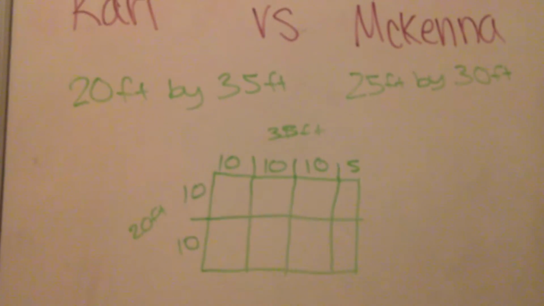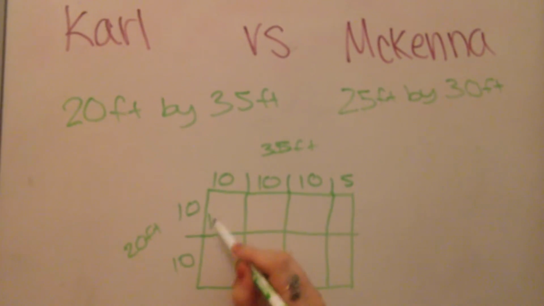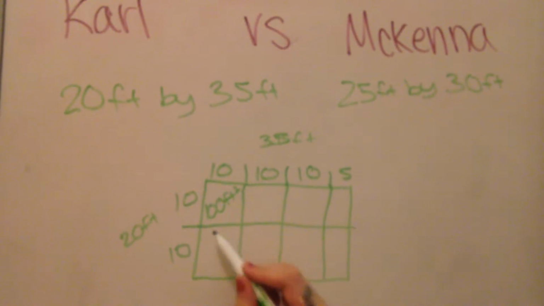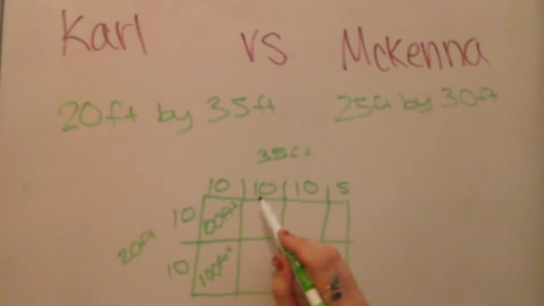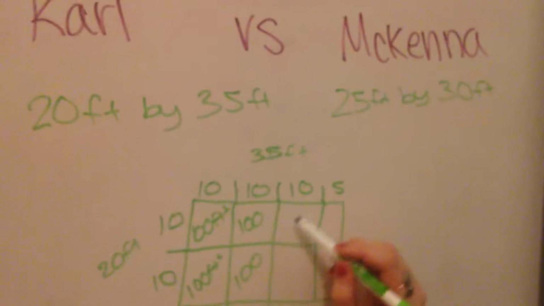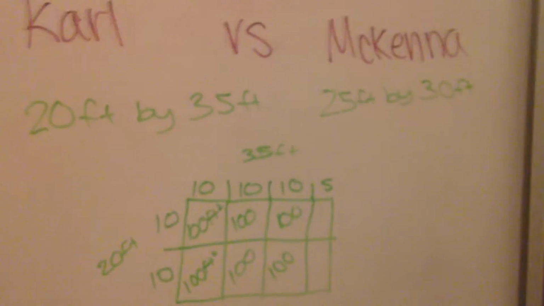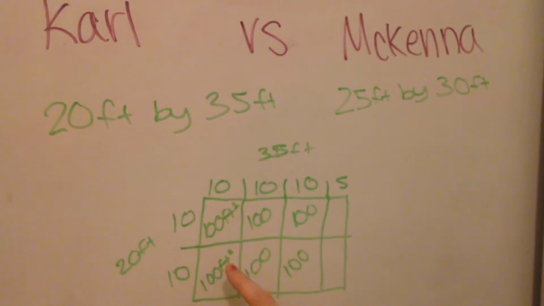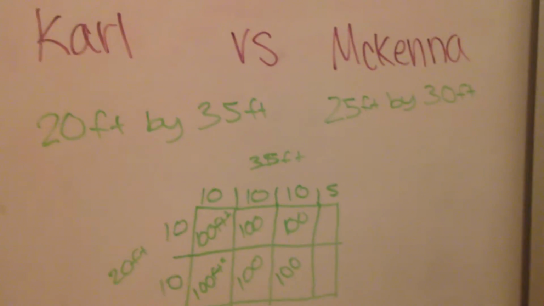Let's start up in this corner. We know that 10 times 10 equals 100, so this is 100 feet squared. We can do this over and over again for all of these that are 10 multiplied by 10, so they're all going to be feet squared. So we can see that Karl thus far has 600 feet squared as his area.